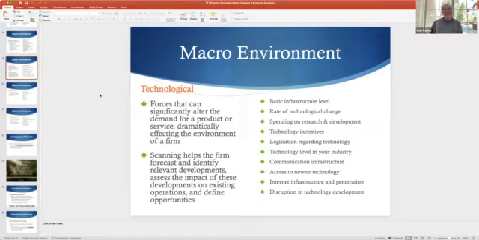What level of technology exists within our industry? And again, this kind of goes back to that original statement. Where is it heading? Communication infrastructure. Is there access, readily access to the newest technology? Internet infrastructure and penetration, and disruption of technology. Well, that's kind of an odd thing, disruption of technology.